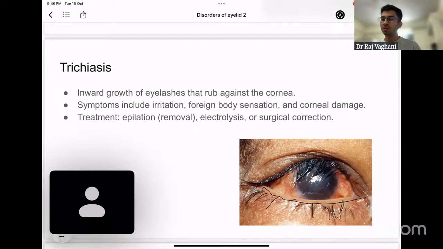But in the upper eyelids, you can see all the eyelashes are turning inwards. Turning inwards means towards your iris and towards your cornea. Okay, you can see the eyelashes, the hair of eyelashes, is touching your iris and is touching your cornea. So this inward growth of eyelashes that rub against the cornea is known as trichiasis. Trichiasis.